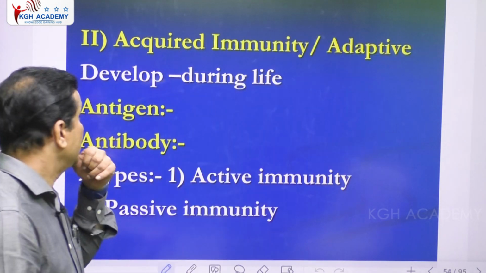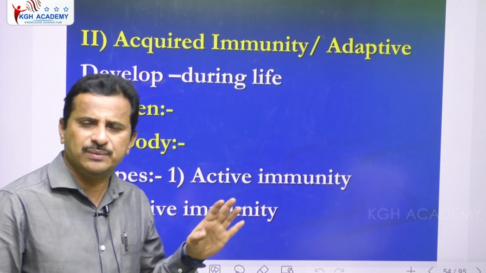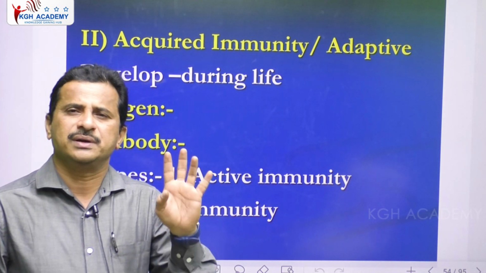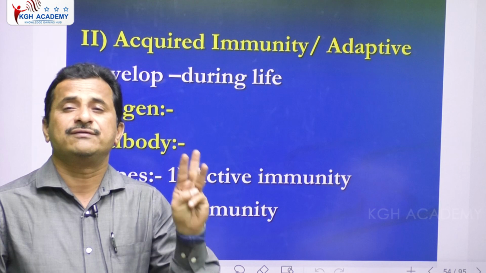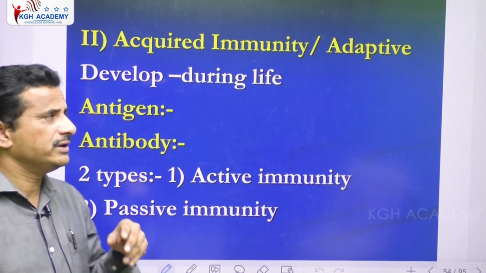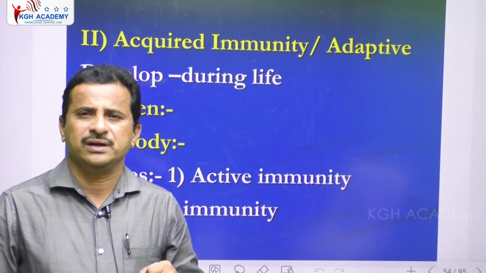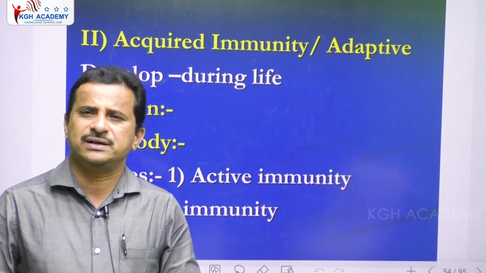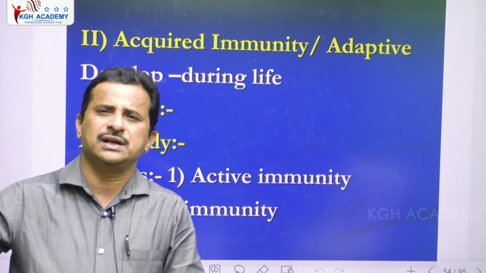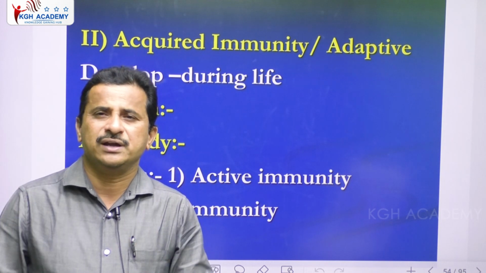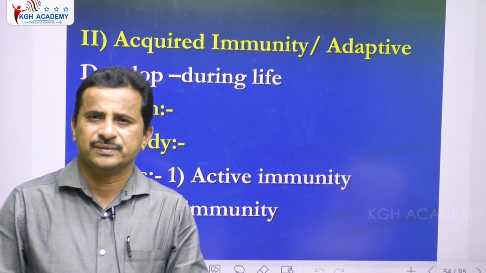And next, acquired immunity. Up to here, innate immunity is completed. Innate immunity types and factors affecting innate immunity are completed. Next, acquired immunity or adaptive immunity. From birth onwards, through our total lifetime, we are getting some immunity, we are acquiring immunity.